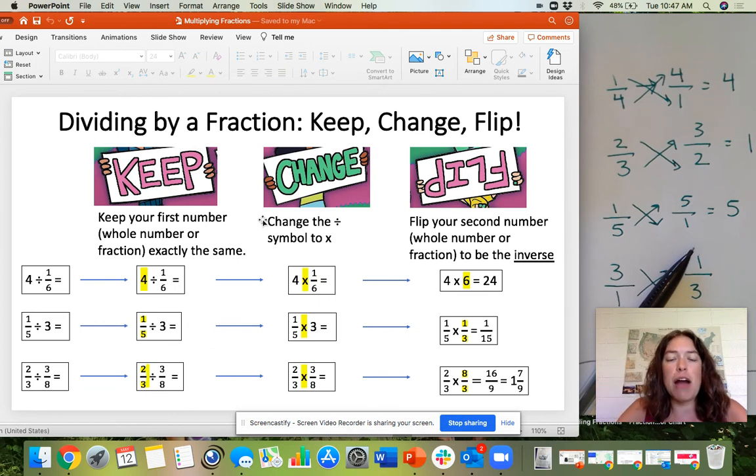So to remember how to divide by a fraction, we can just remember we're going to keep, change, flip. Let's take a look at some examples.